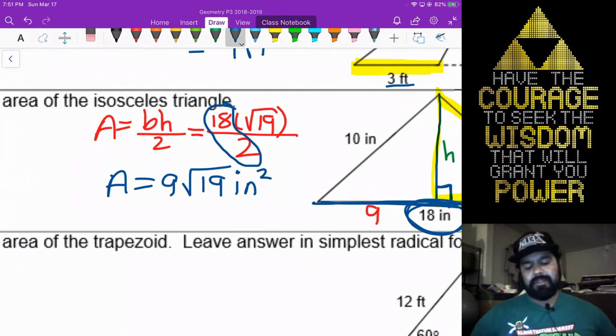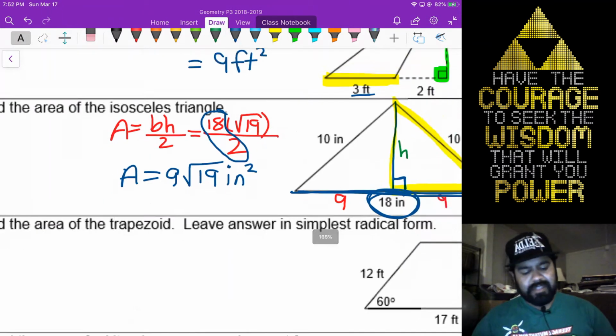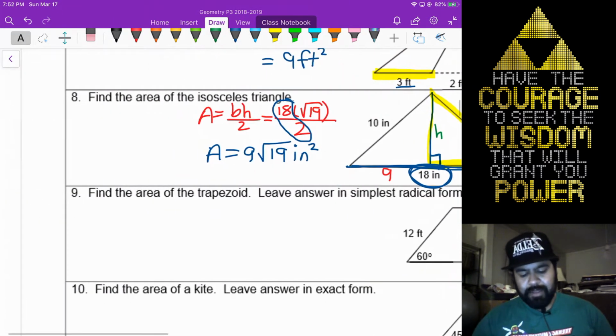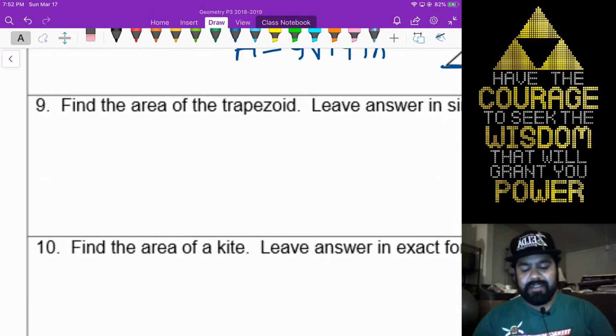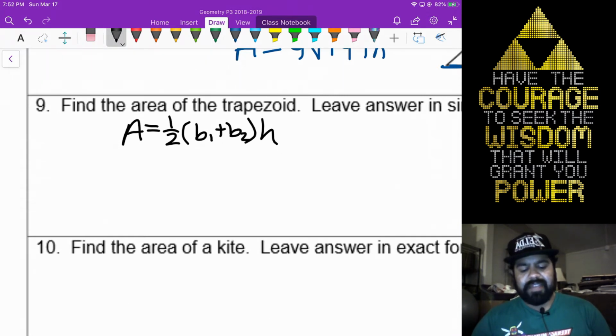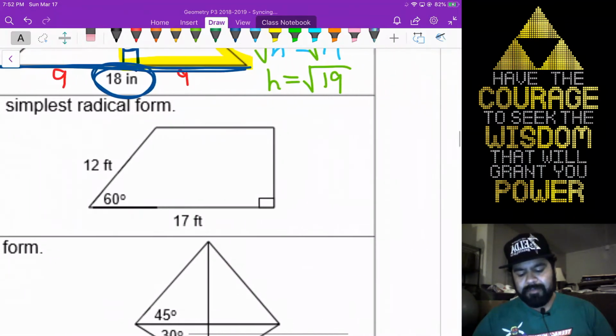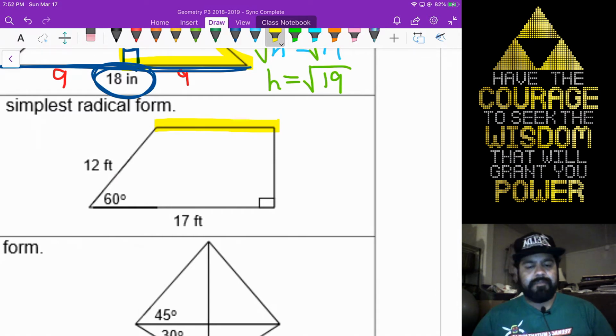Alright. So now, on to the next one. Find the area of a trapezoid. So I'm going to first start by writing down the formula. 1/2 base 1 plus base 2 times the height. So if we look at our drawing, I don't have base 1. I'm missing this. And I definitely don't have the height.